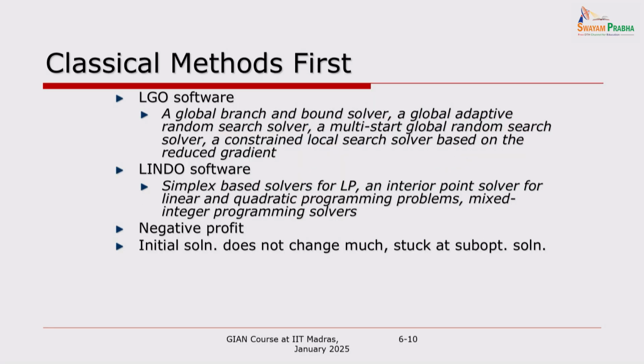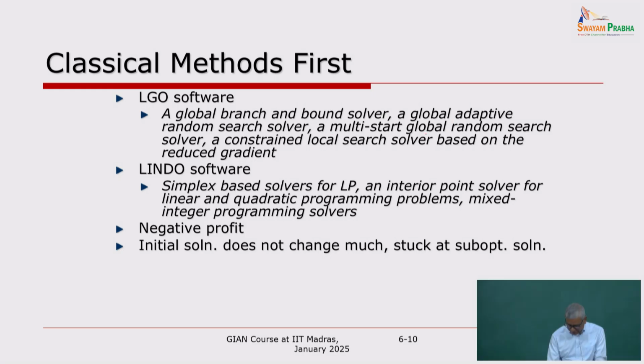So that's the problem. I first tried, as I said, always try point based. I have these softwares with me, LGO, Lindo. They have all these branch and bound we talked about. There are different random search methods, constraint local search, all of these. They are not good. Sometimes I get negative profit, which means infeasible. Sometimes it depends on the initial solution.